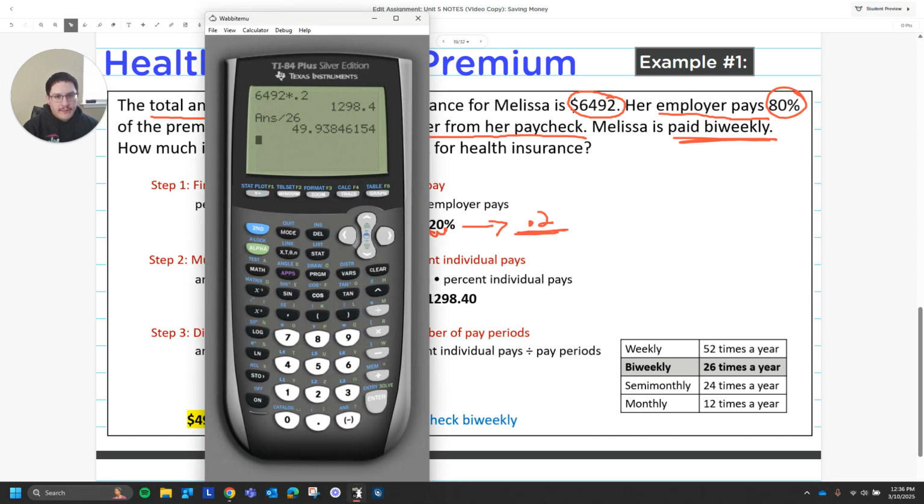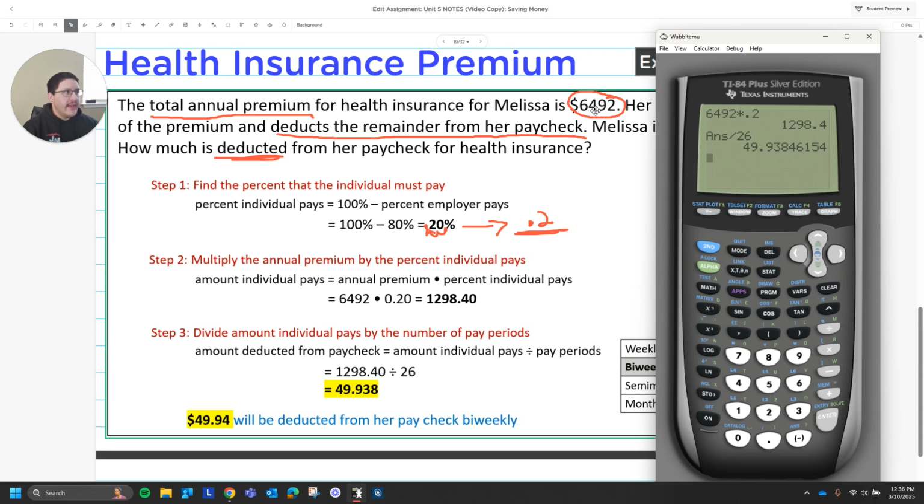Now, just to kind of further go on, if she had to pay the full $6,492 without the help of her employer, let's take that number, 6,492, divided by 26. If she wasn't employed, if she was doing this all on her own, out of pocket, her payment would have to be about $249.69.